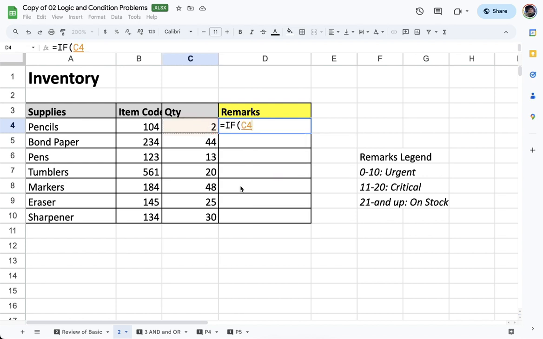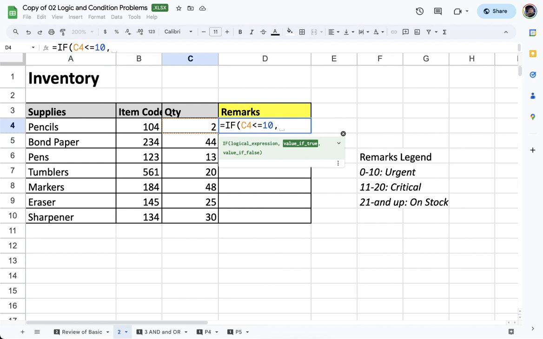And then we're going to create our logical test. Our first logical test would be if C4 is less than or equal to 10. I hope you see here how we use less than or equal to 10, which is not the same as using less than 10. If I say less than or equal to 10, it means that 10 is included, while if I say C4 is less than 10, then 10 will not be included in the true statement.